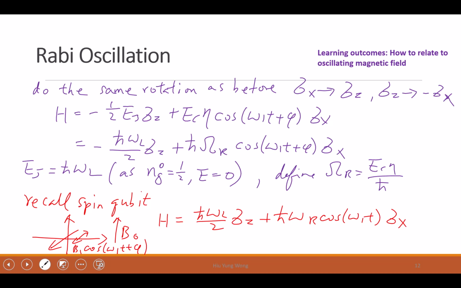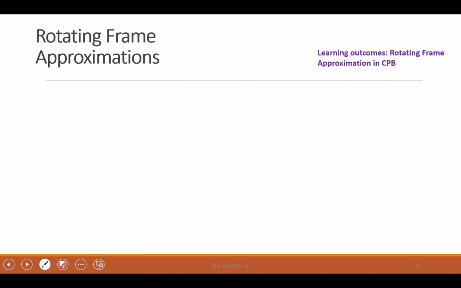How do you control this single qubit gate? You need to control it by using EC, eta, and EJ. EC and EJ are difficult to control, but eta is okay, right? Eta is okay. So this is still not a good way. So we further do another approximation to have a deeper understanding. It is again the rotating frame approximation.